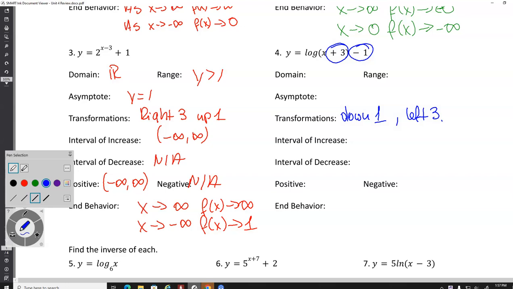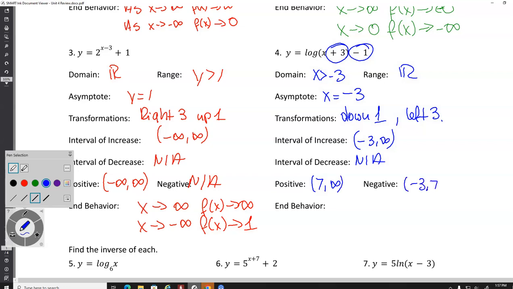So domain was all the x greater than -3. Range was all real numbers. Asymptote was at x equals -3. Increase was from -3 to positive infinity. There was no decrease. Positive numbers were 7 to infinity, and negative numbers were -3 to 7.